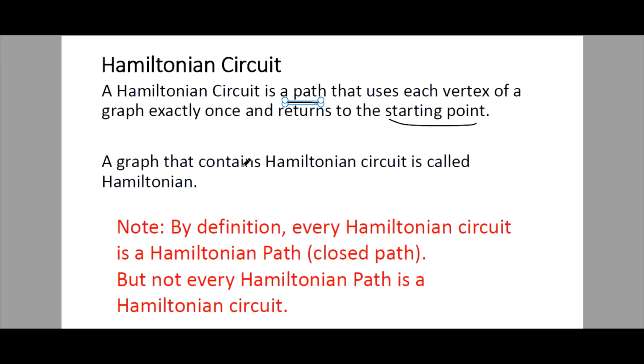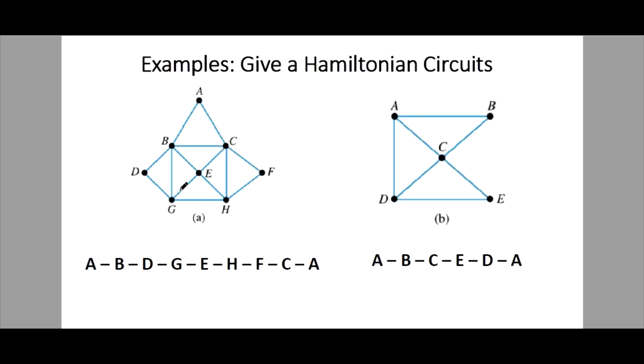Now take note that a graph that contains a Hamiltonian circuit is called Hamiltonian. So, examples of Hamiltonian circuits. I'll just give one. We have A to B to D to G, E, H, F, C, and back to our starting point A. So this is Hamiltonian because it has a Hamiltonian circuit.